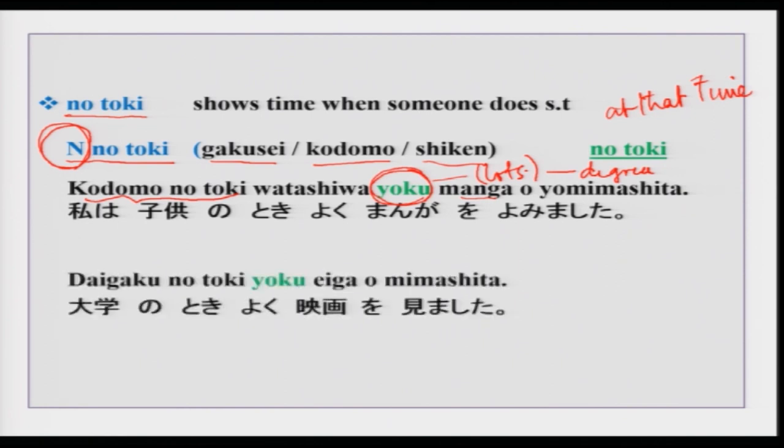Now, daigaku no toki yoku eiga o mimashita. I saw a lot of movies when I was in the daigaku, in the university. As a gakusei, I saw a lot of eiga. Again, lots can be any amount. So, it's degree or quantity. Please keep that in mind. We'll practice yoku later also as well.